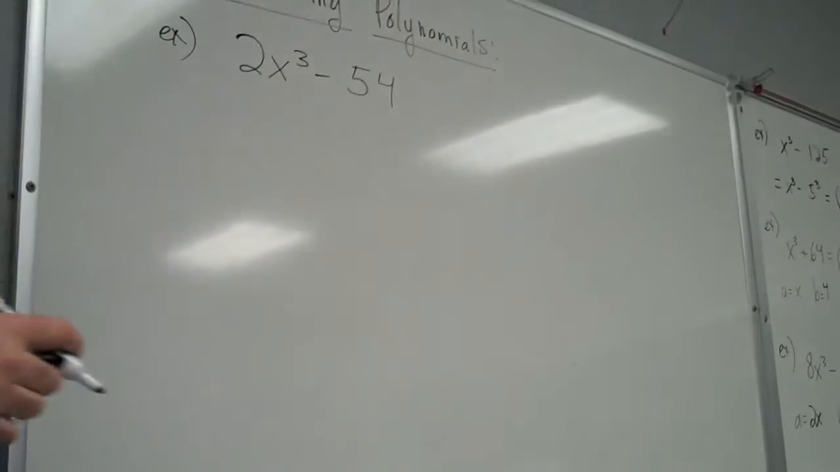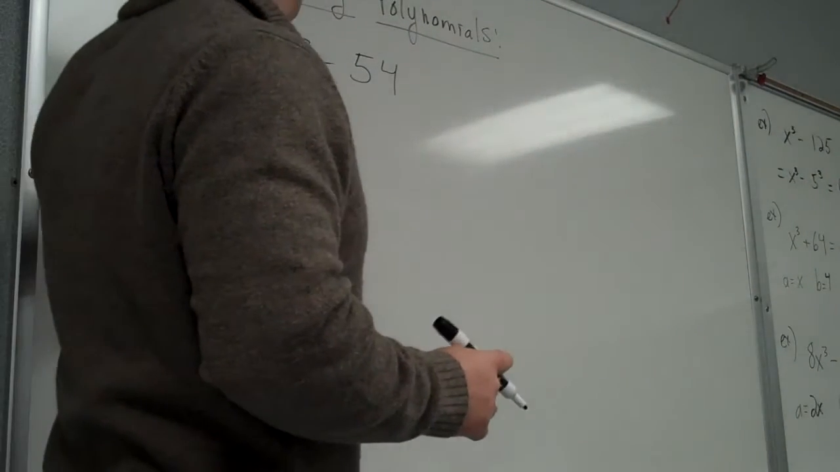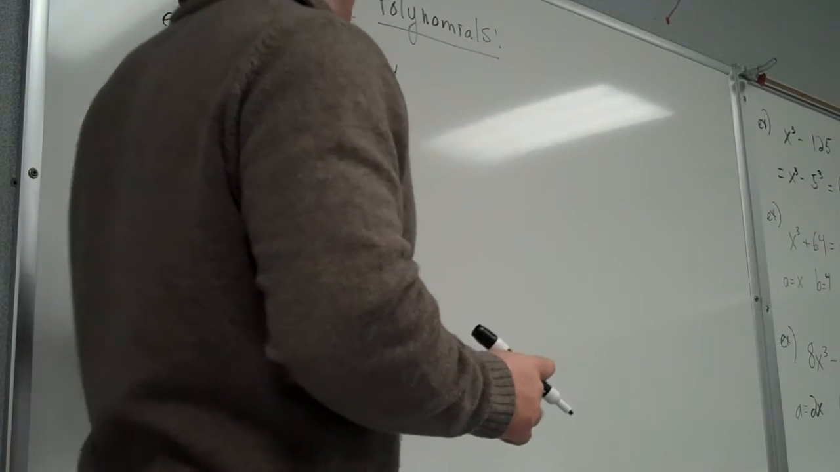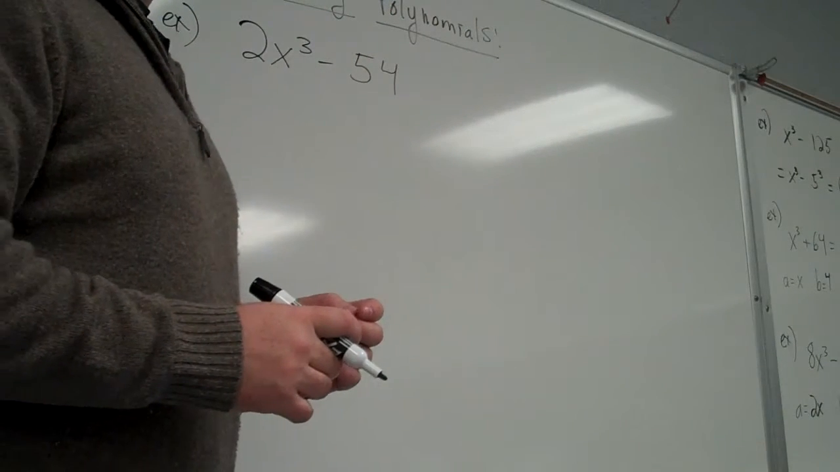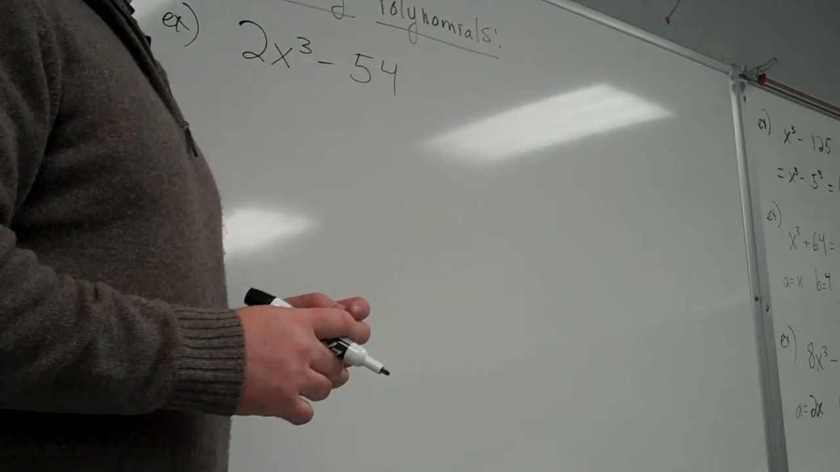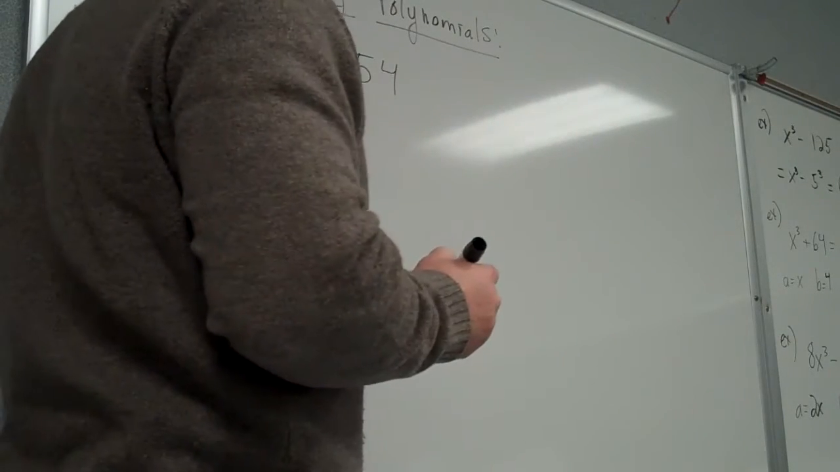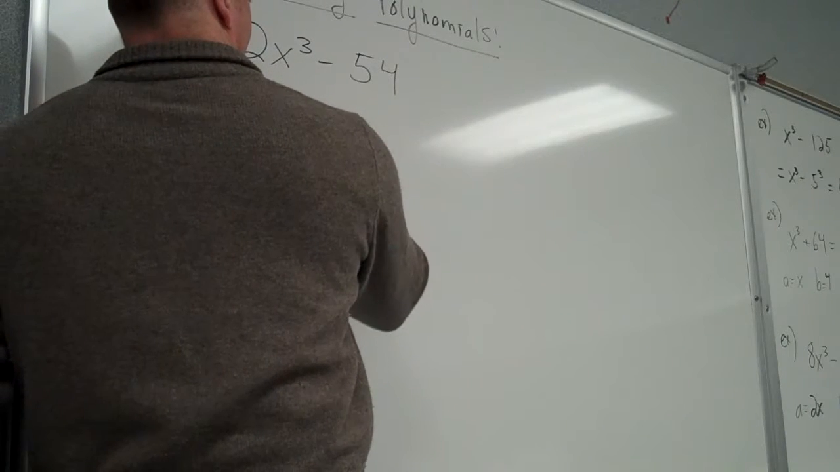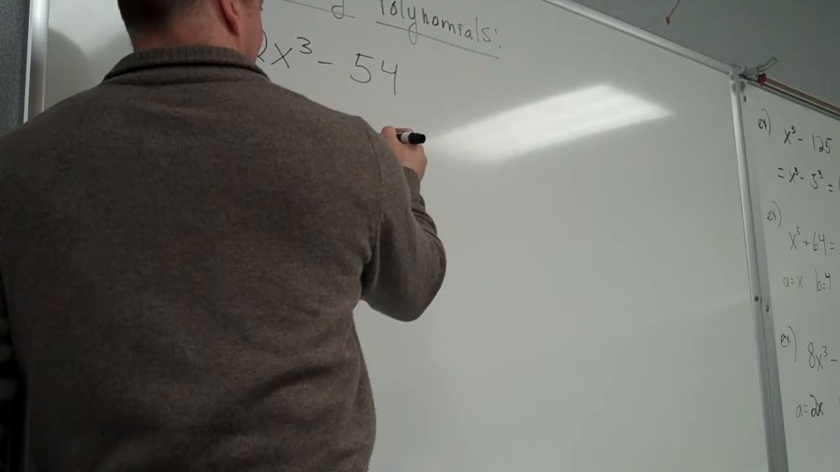2x cubed minus 54. Is this still the difference of squares? Is there anything you can multiply by itself 3 times to get 2x cubed? No. Is there anything you multiply by itself 3 times to get 54? No. Okay. Is it the GCF? What common factor do they both have, Eliza? 2. Okay, 2. And then what's left? x cubed and... would it be x squared? No.